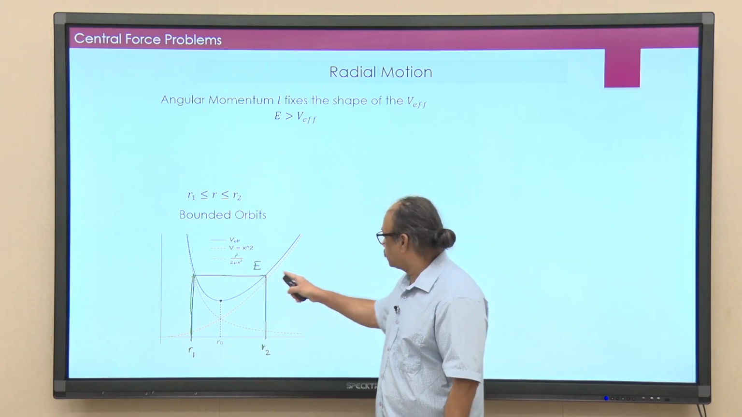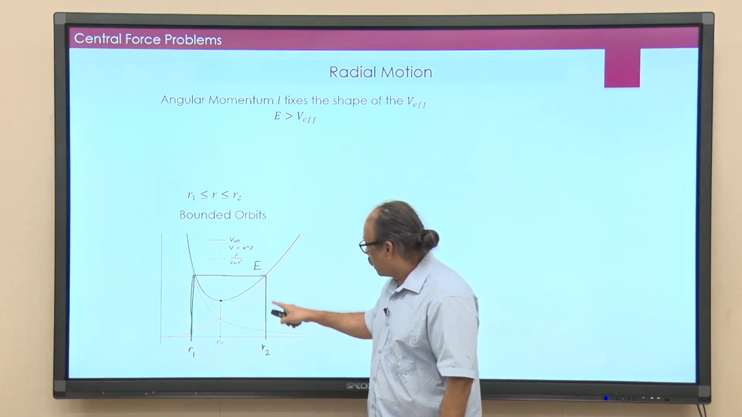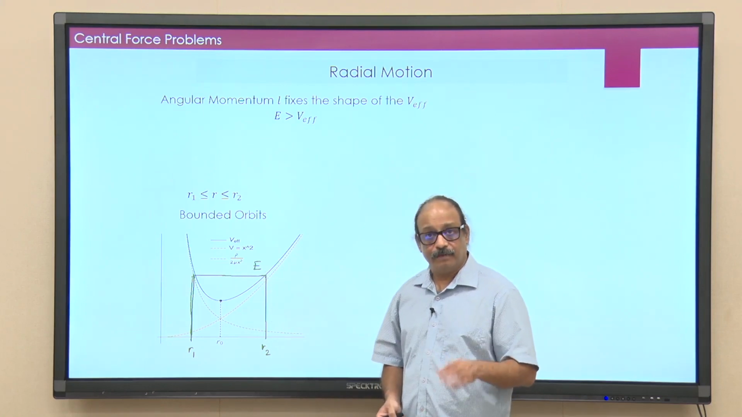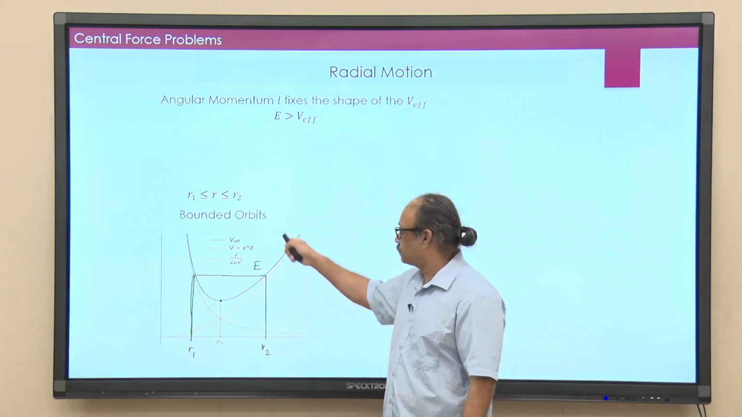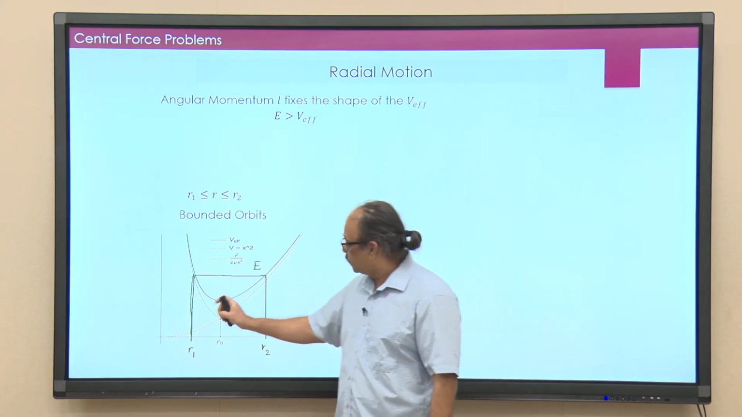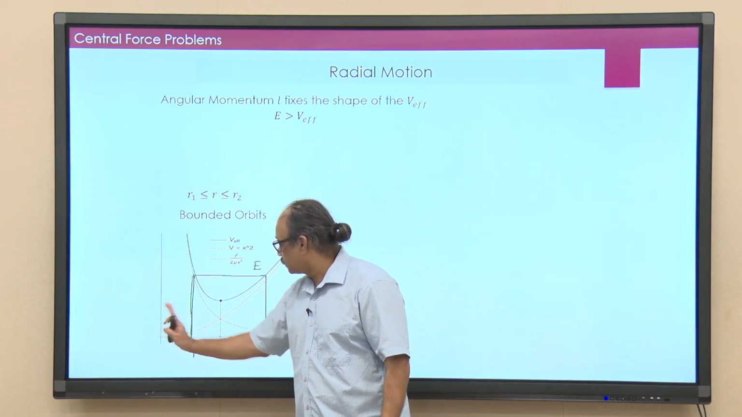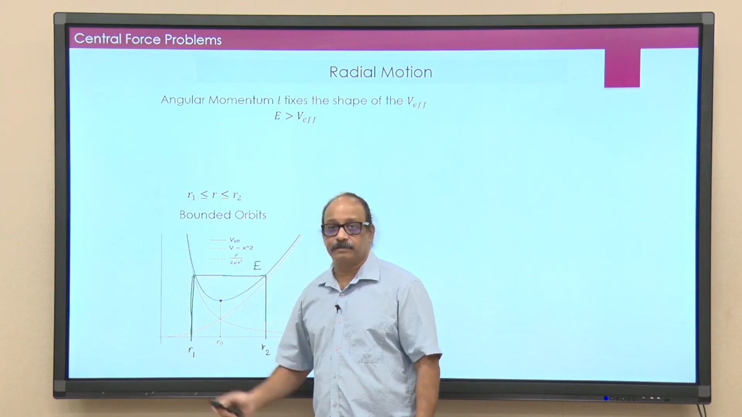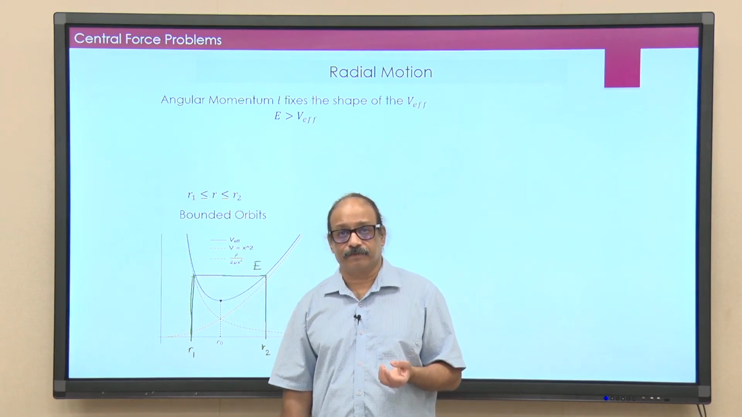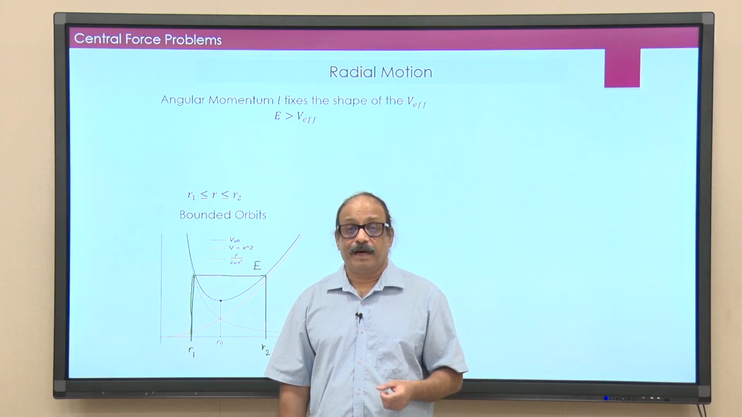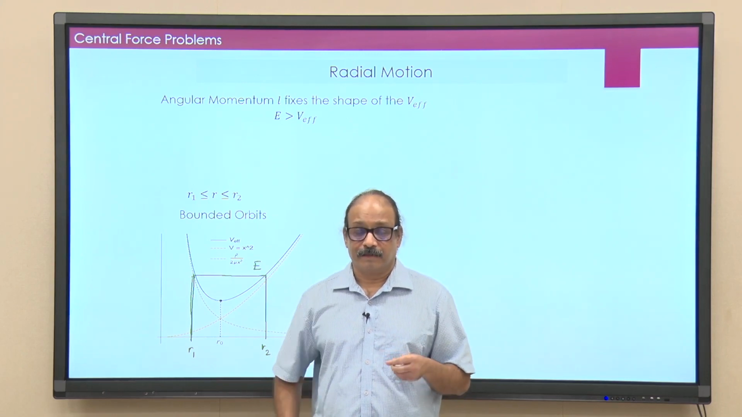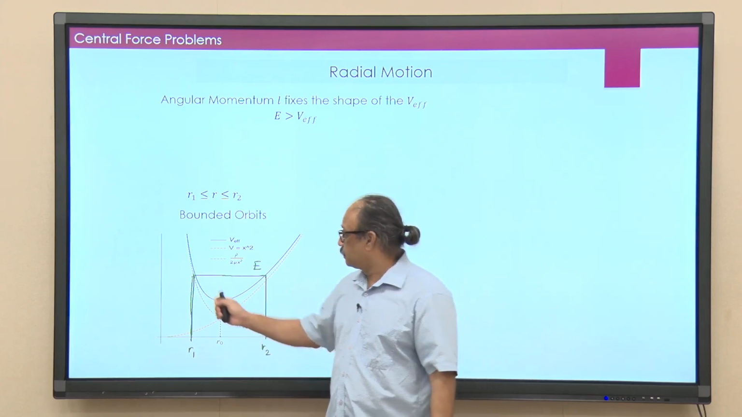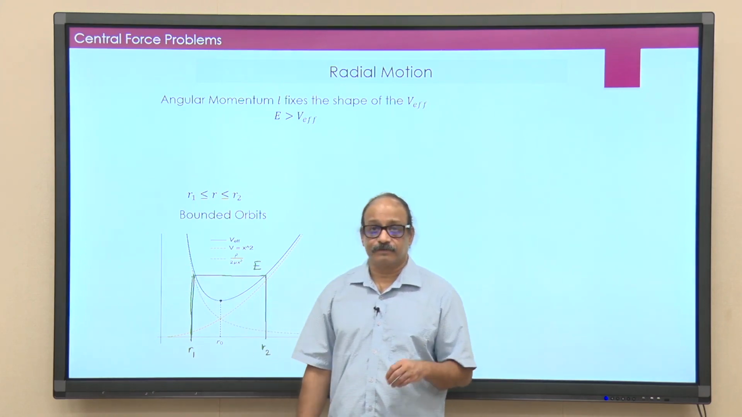if I have chosen E as a constant here, you see outside R2 E minus V effective will be negative, because V effective now is larger than E, and the same thing will happen here on the other side of R1, to the left of R1, E again is smaller than V effective. What does that mean? The particle actually cannot go there. This is called a classically forbidden region, because in this region E minus V effective is negative.